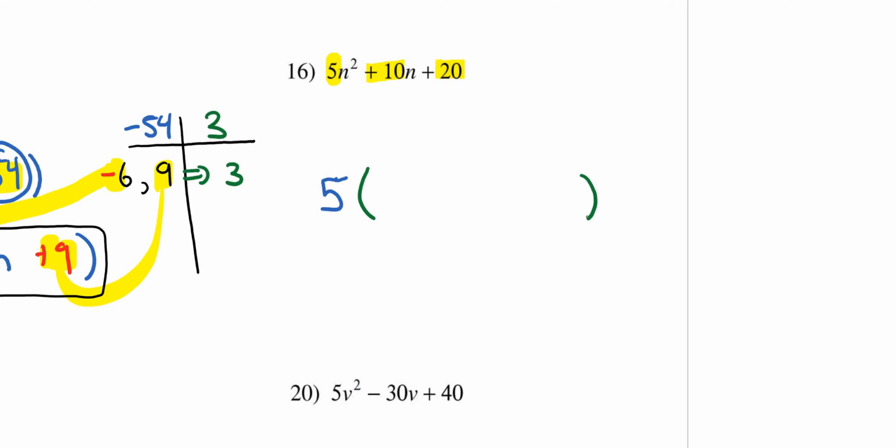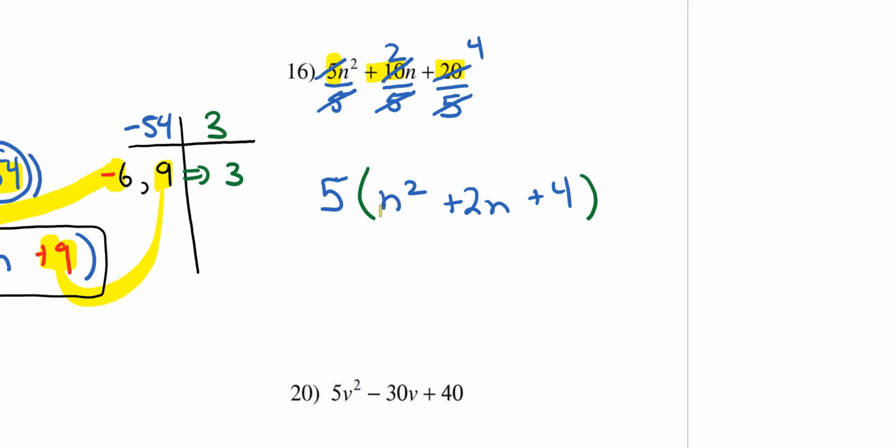When you're pulling out the greatest common factor, which is 5, what you're doing is you're dividing every single term here by 5. So 5 divided by 5 is 1, so I'm left with n squared. 10 divided by 5 is going to be 2, so this will be plus 2n. And 5 goes into 20 four times, so this will be plus 4. And now your goal is to factor this trinomial inside the brackets by using the table method here.